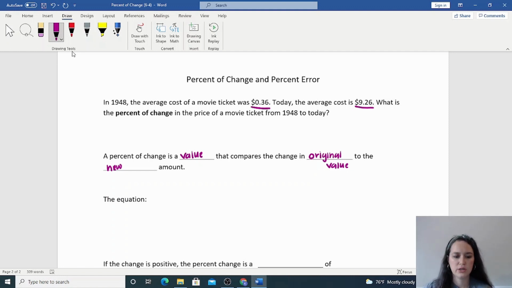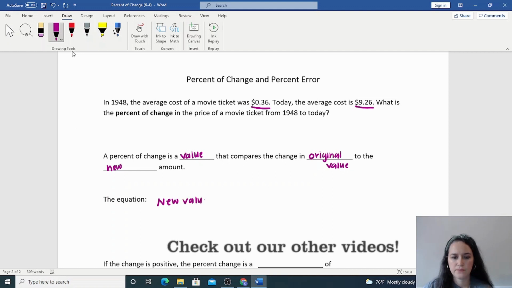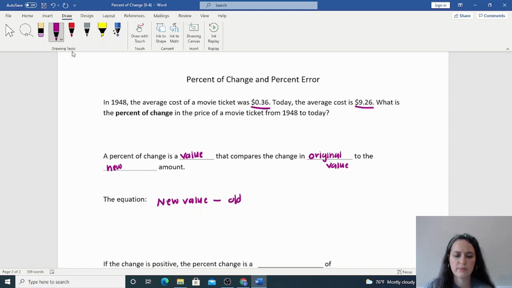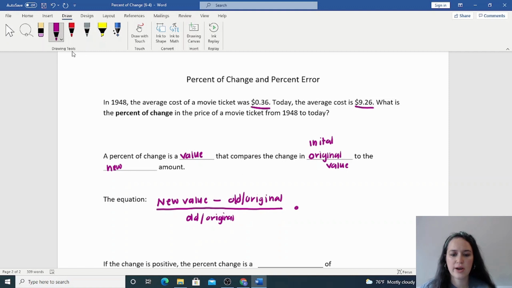So your equation, in words here, is your new value minus the old, or again, might be original. Sometimes you'll see it as initial, like the starting value, and that is going to be over the old or the original. Okay, and you're going to do that, and then whatever your answer is, you multiply that by 100 to get your percent.